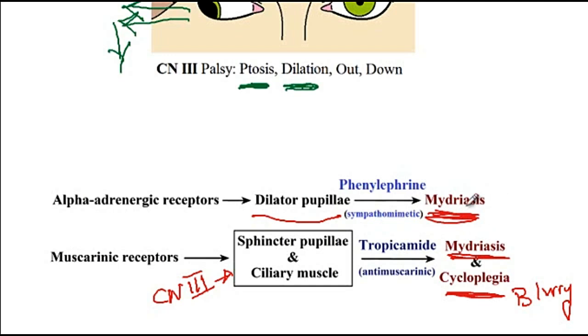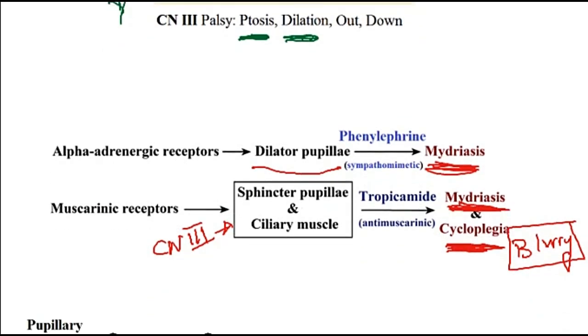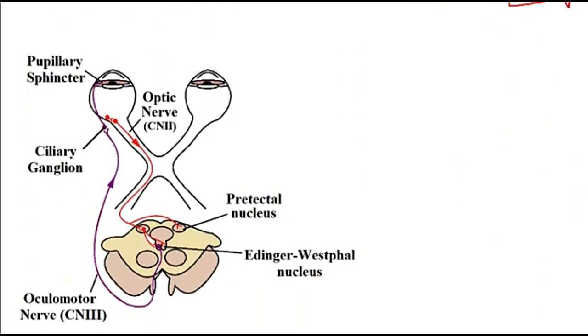Now, if the ophthalmologist or optometrist only puts phenylephrine into your eyes, you will have dilated eyes, and so the light will bother you. But if they put tropicamide in your eye, in addition to having dilated eyes, you will also have cycloplegia, which causes blurry vision for a few hours. Alright, now moving on to the pupillary reflex.